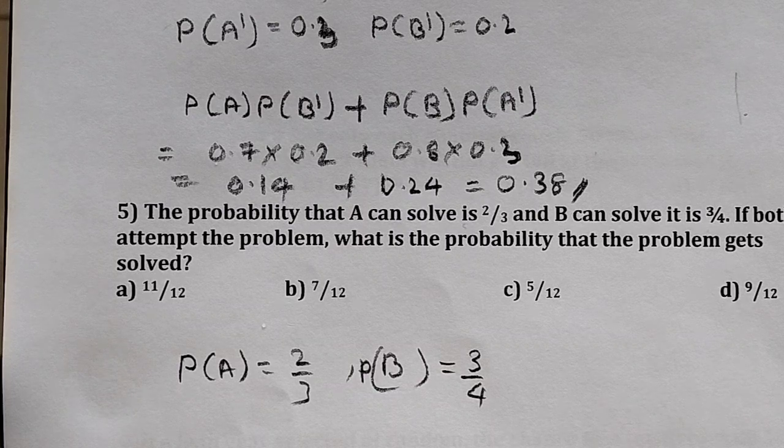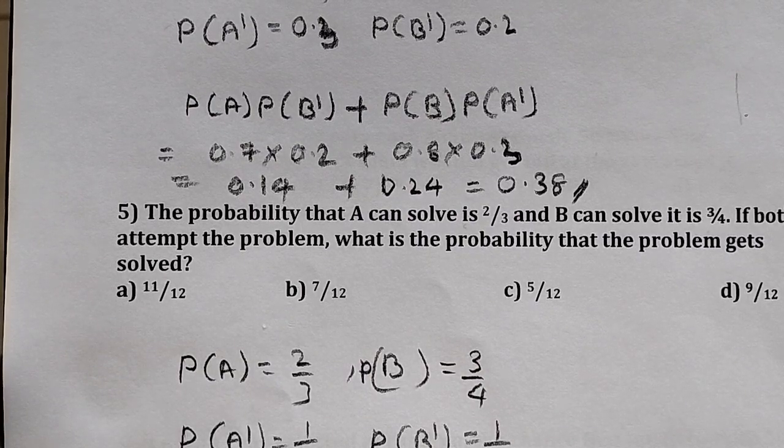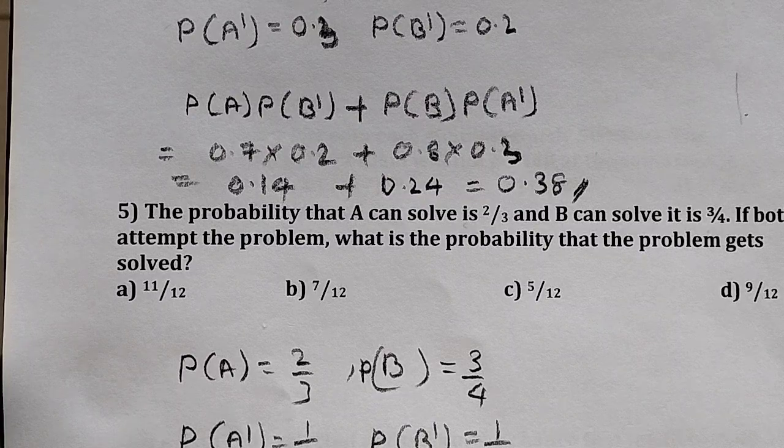At least means total probability minus none of those two solving it. None of those two are going to solve it. Now the probability that A doesn't solve the problem is 1/3. The probability that B doesn't solve the problem is 1/4. The problem getting solved means one of those two is going to solve the problem. So that means total probability.